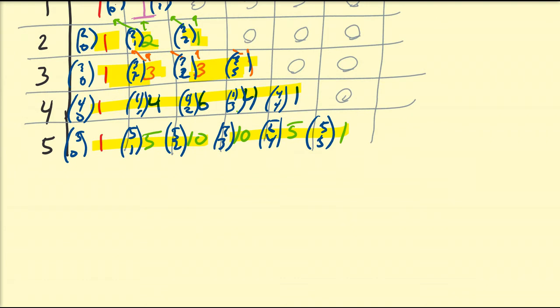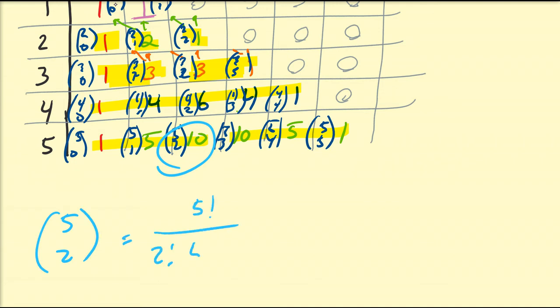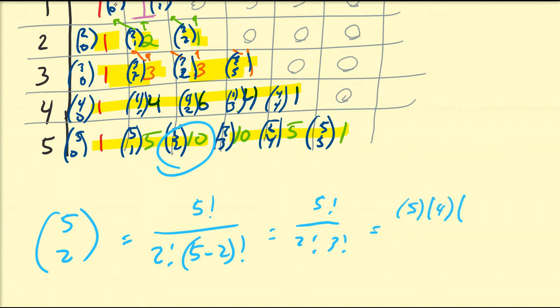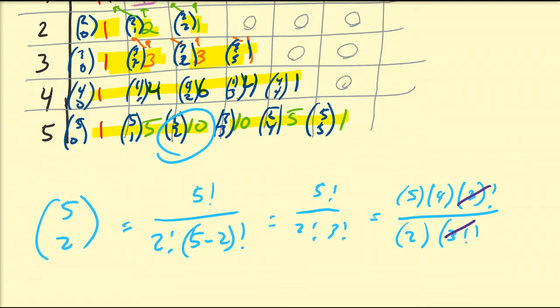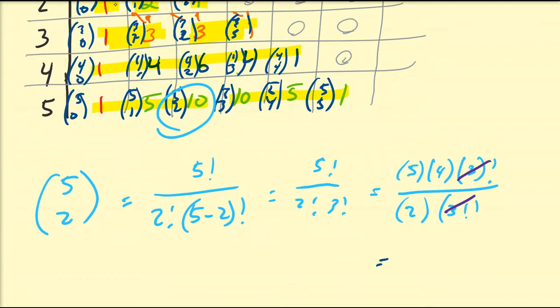Maybe you don't believe me, right? So let's take this as an example. Let's show that 5 choose 2 actually does come out to 10. By definition, this is 5 factorial over 2 factorial times 5 minus 2 factorial. So it's going to be 5 factorial over 2 factorial times 3 factorial, right? So we have 5 times 4 times 3 factorial over 2 times 3 factorial. The 3 factorials cancel. On the top we have 5 times 4, which is 20, over 2, which comes out to 10. So it definitely checks out.